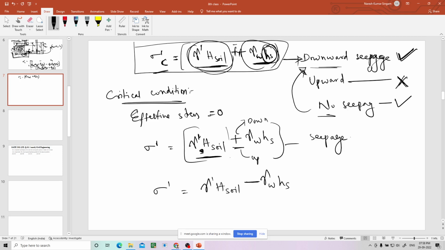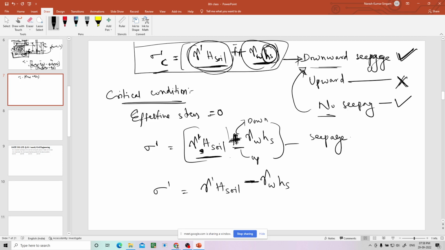this condition exists. Critical condition can happen only in upward seepage, because in downward seepage there is an addition between two terms, so it cannot become 0. If subtraction is happening, then we can expect it might become 0, but if there is addition, it cannot. That's why critical condition may happen in the upward seepage condition.